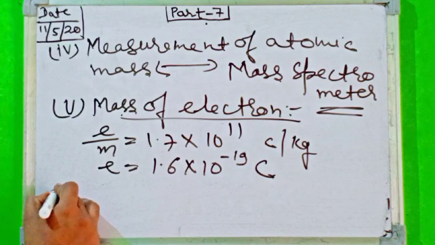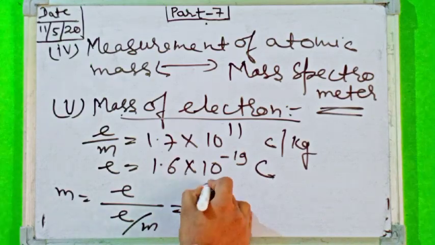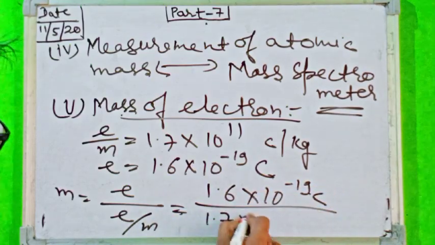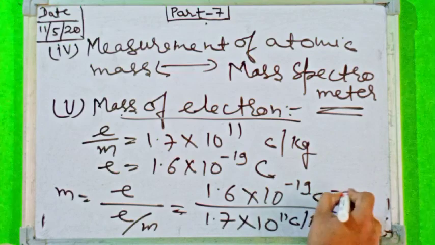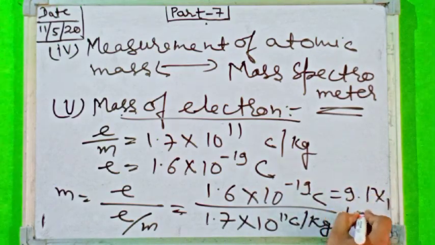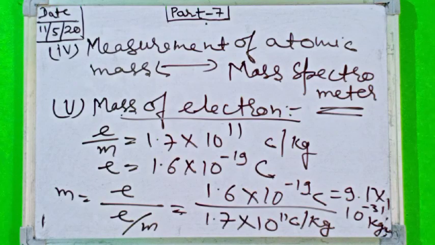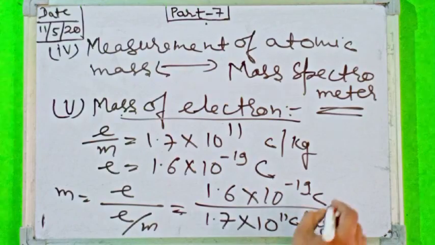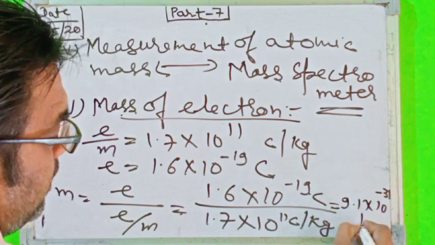Now mass can be written from e upon m, and from here we can write it as 1.6 into 10 to the power minus 19 coulomb upon 1.7 into 10 to the power 11 coulomb per kg, and from here we get 9.1 into 10 to the power minus 31 kg. This is the mass of electron.